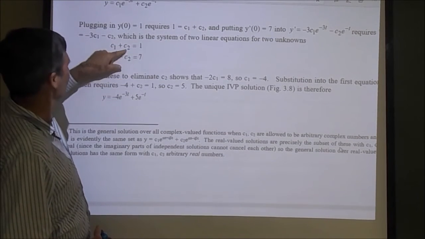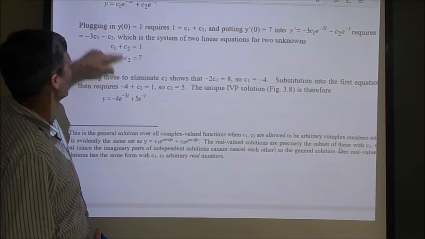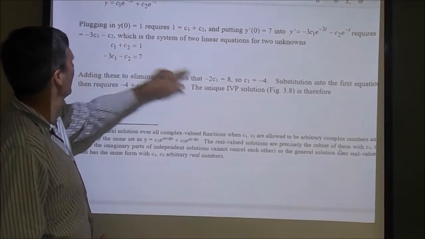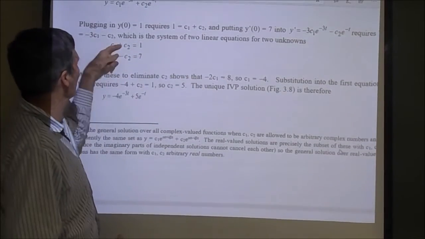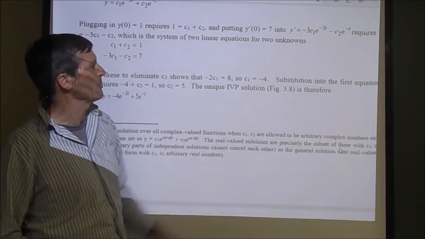Even easier. Add the first equation to the second, which makes the c2 and the minus c2 cancel, and then c1 plus minus 3c1 gives minus 2c1, and 1 plus 7 is 8. So I add the first equation to the second, I eliminate c2, and I find out that c1 is minus 4.